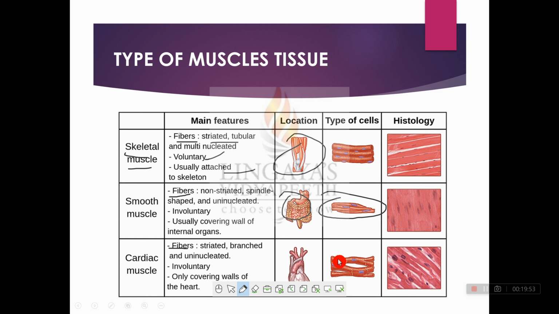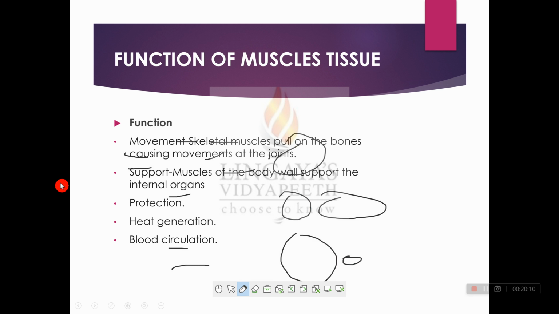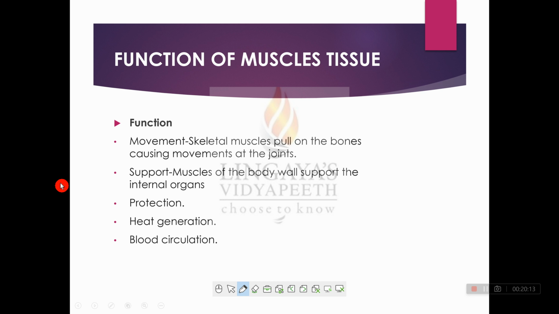Now talking about the cardiac muscles, it also contains fibers. It is striated, branched and uninucleated. One nucleus is present in each cell. The function is involuntary. It is only present on the covering walls of the heart, as the name implies.